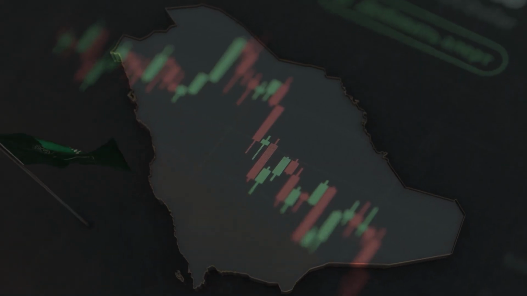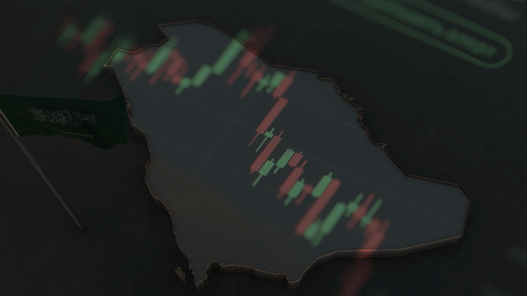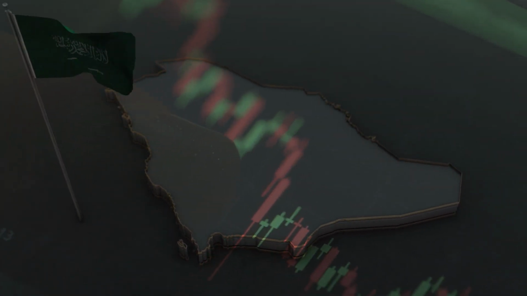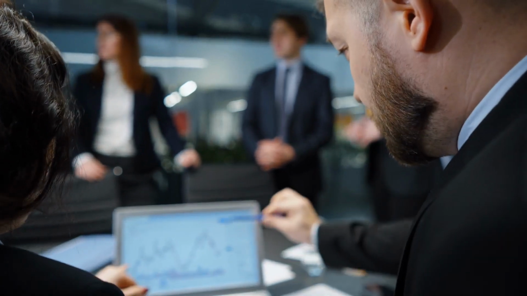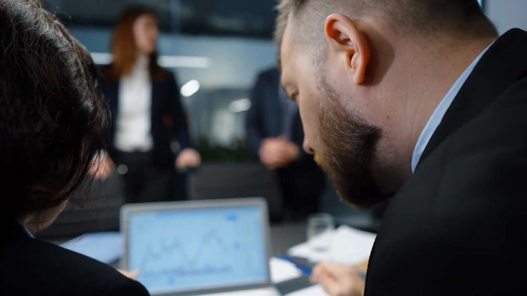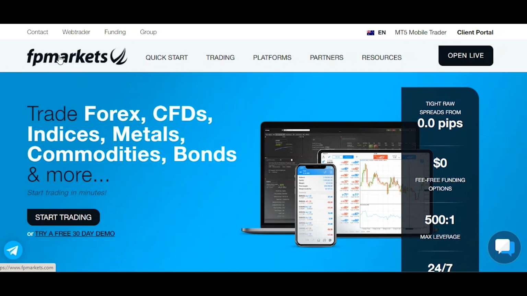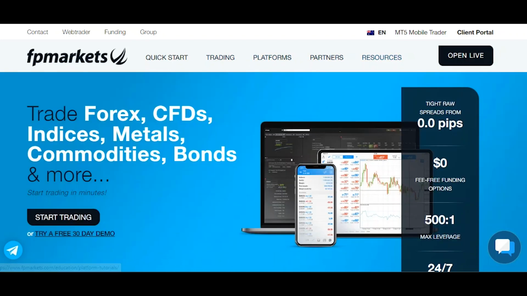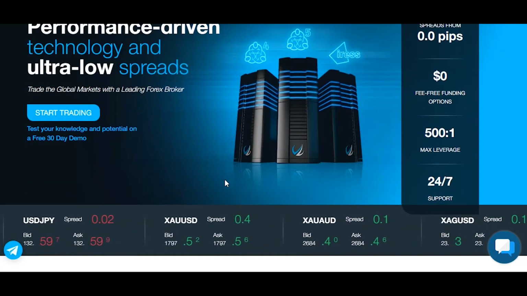Put simply, Forex trading in Saudi Arabia has become so popular because of its ease, and the potential earnings from it are enormous. You can find Forex opportunities all over the world with just a few clicks on your computer. There is a whole range of brokers to choose from, but FP Markets offers one of the best experiences for both beginners and seasoned traders alike.